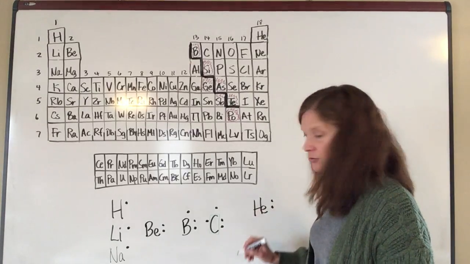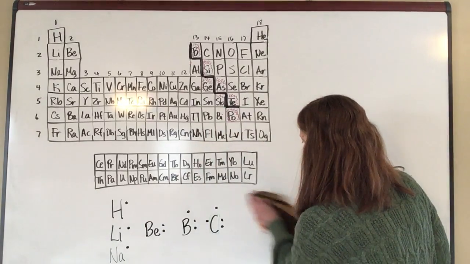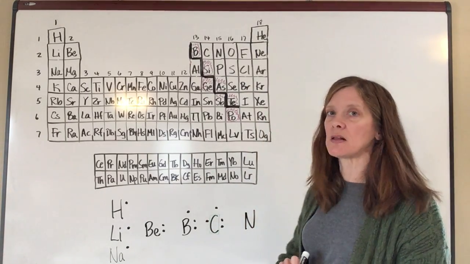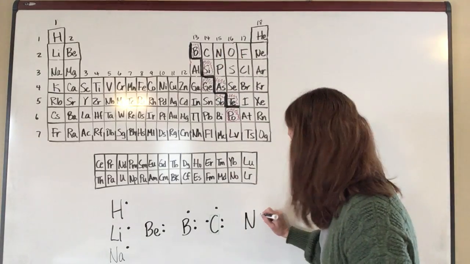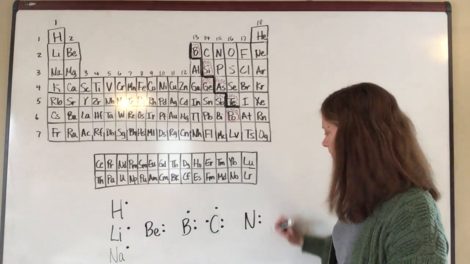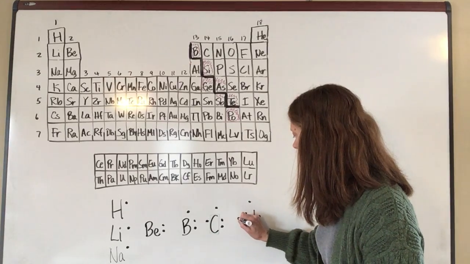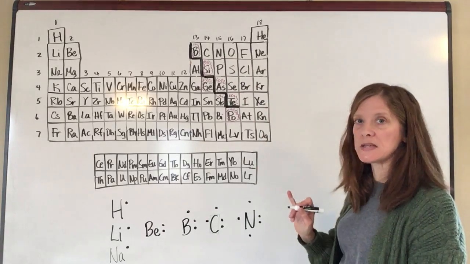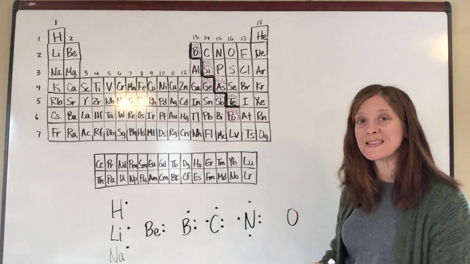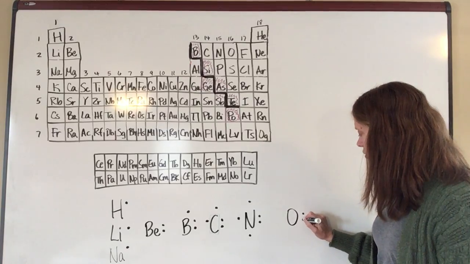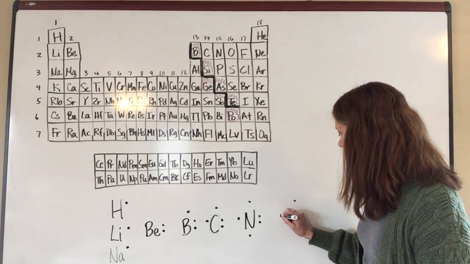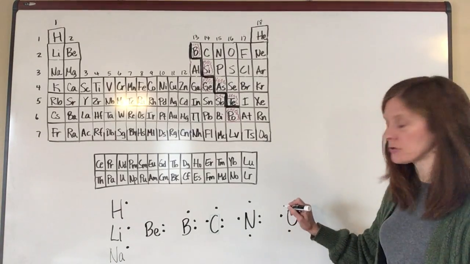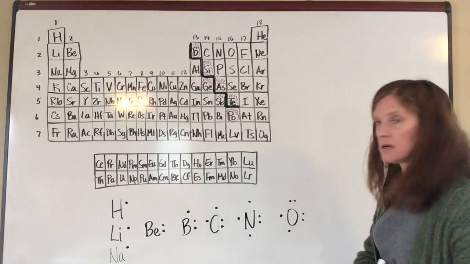How about nitrogen? I'm going to erase his helium because I got him down a little low and he's kind of in the way. Okay, so nitrogen. Nitrogen has how many valence electrons? Yeah, it has 5. So I'm going to go 1, 2, then 1 on the top, 1 on the side, 1 on the bottom. Oxygen has how many? Oxygen has 6. So I'm going to go 1, 2, 3, 4, 5. Well, now I've got all the sides of my box full, so now I'm going to go up and I'm going to start pairing them again up here.